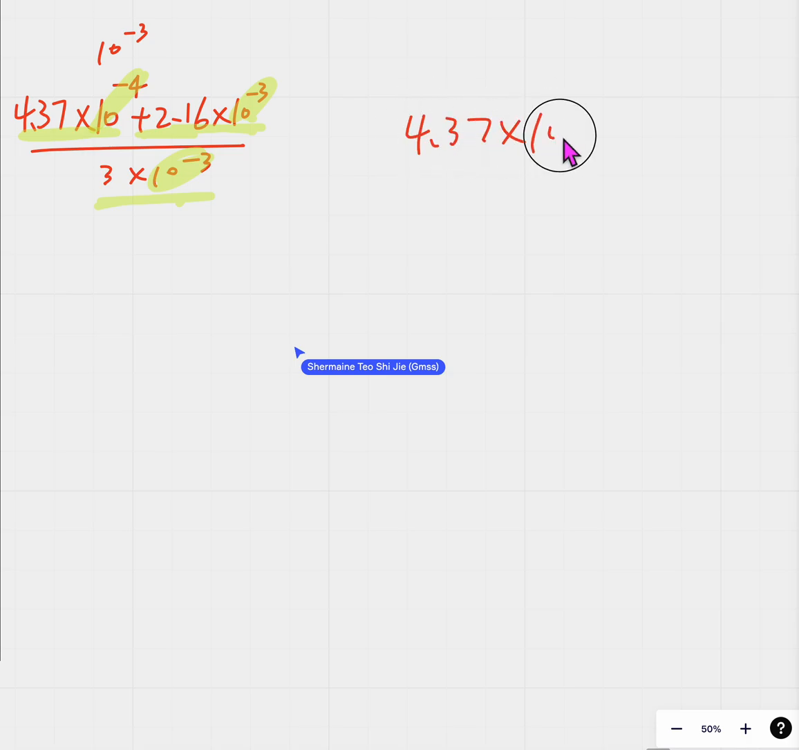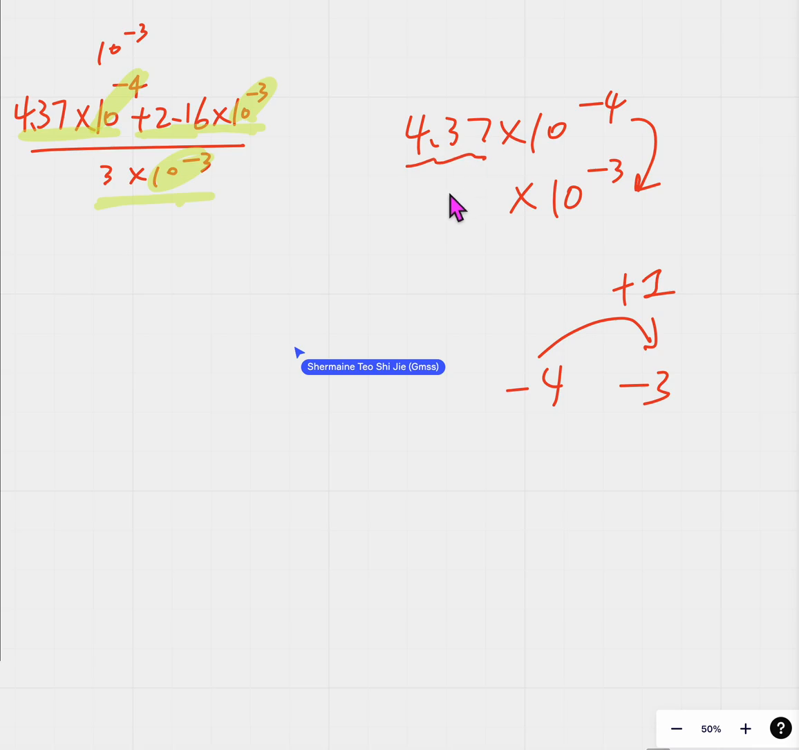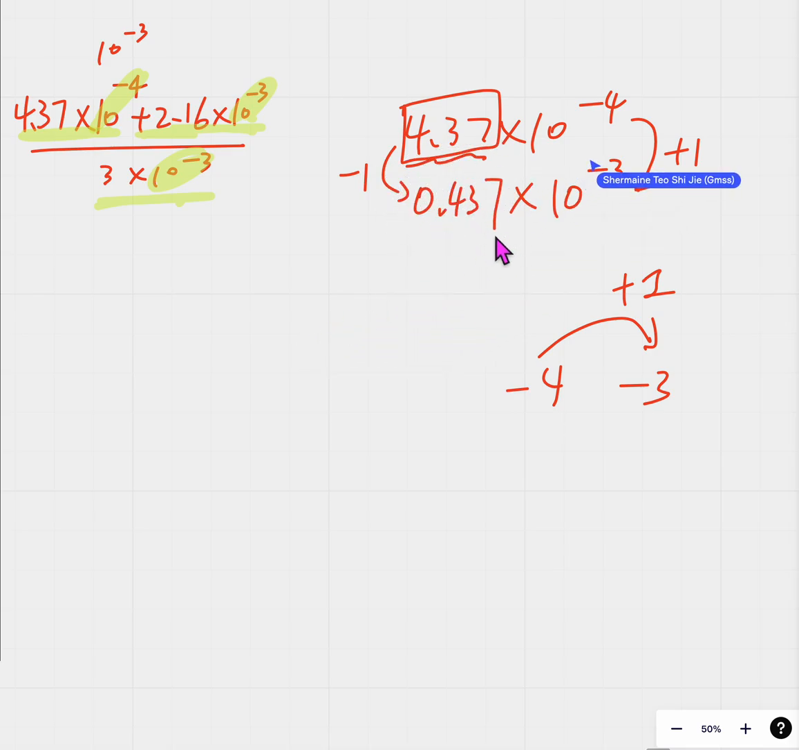Like 4.37 times 10 to the power negative 4. So you just get it into 10 to the power negative 3. So when you get this power into 10 to the power negative 3, that means from negative 4, you increase by 1 order of magnitude. That means you force it to increase by 1 order of magnitude. So therefore this one must reduce by 1 order of magnitude. Does it make sense? Yeah. Because over here you increase by 1 order of magnitude, you force it, so you must reduce for this by an order of 1 magnitude. So reduce means make it smaller, so it's 0.437.